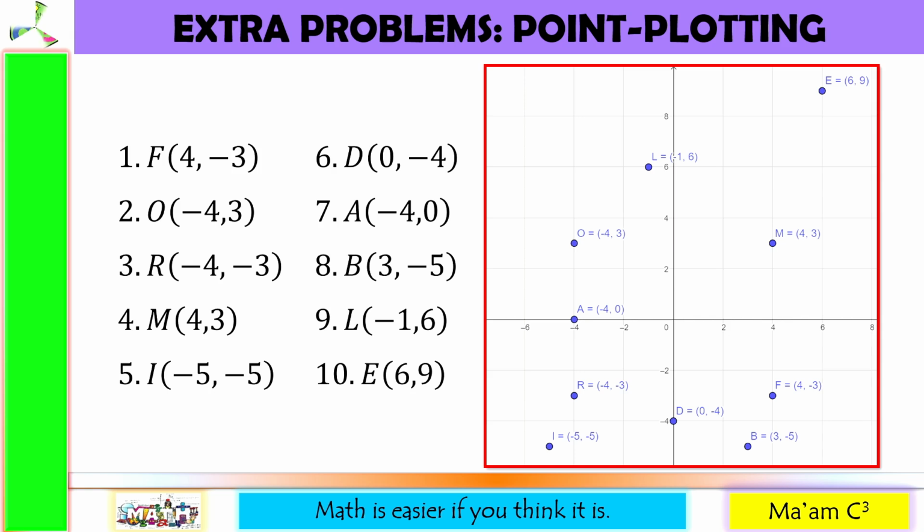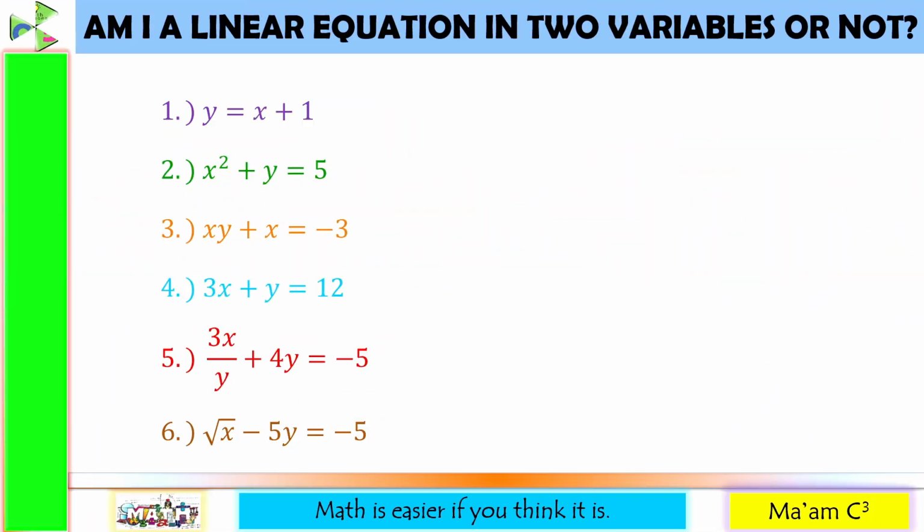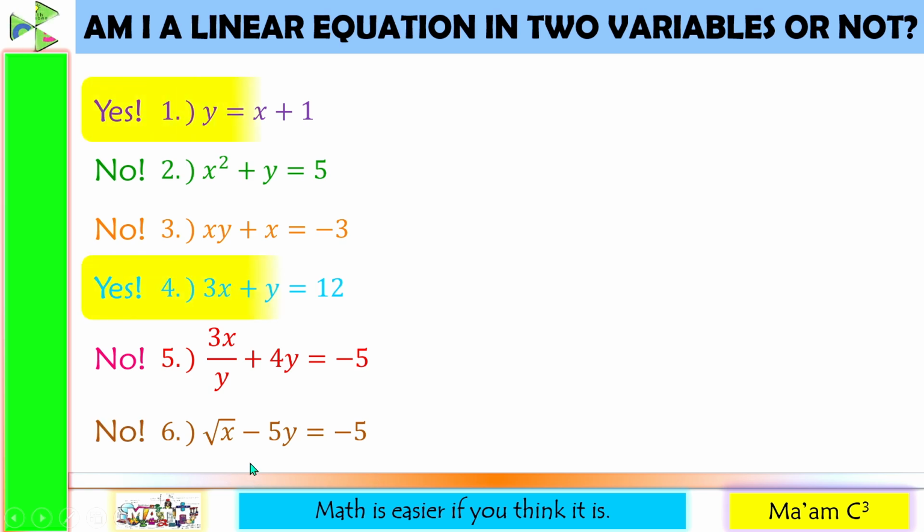Now, let's talk about linear equation in two variables. For those who have encountered this the first time, then there's no way to do it but to guess. Am I a linear equation in two variables or not? The first one is yes. The second one, no. The third one, no. The fourth one, yes. How about the fifth one? No. And the last one? No. Now, how come only 1 and 4 are linear equation in two variables?